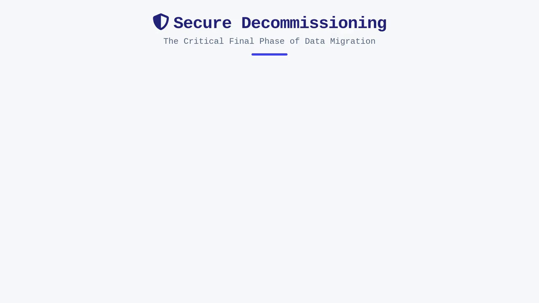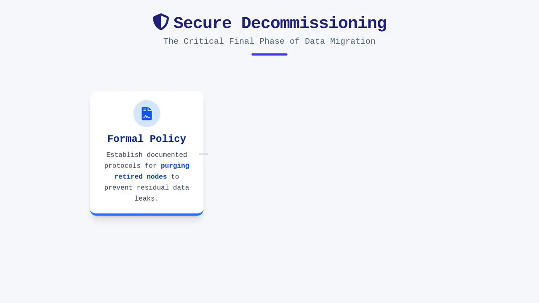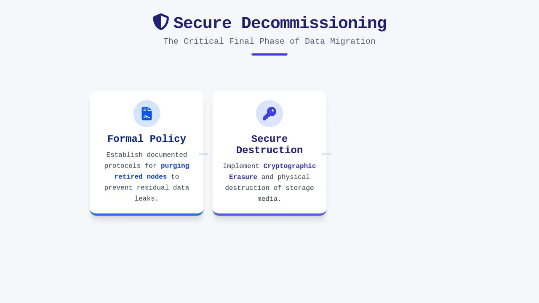The final step in any migration is the secure decommissioning of hardware and data structures that are no longer in use. Data professionals often overlook this phase, leaving residual sensitive data on old drives that are then moved to secondary storage or discarded insecurely. You need to implement a formal, documented policy for purging retired nodes that includes cryptographic erasure and, when applicable, physical destruction of storage media.